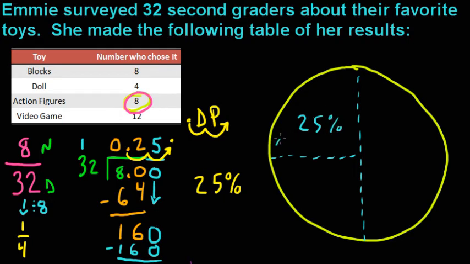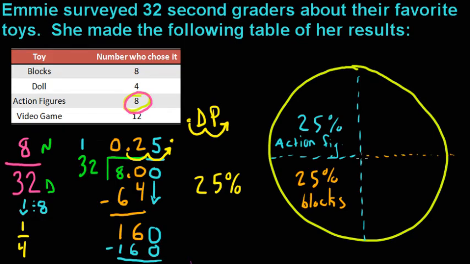And these are our action figures. Okay, now over here I've got blocks, which, if we want to do this real quick, is 8 out of 32, which is also 25%. So we could say 25% blocks. And 4 out of 32 is really half of 8. So if we were to take this circle graph, blocks make it 25%, and 4 is half of 8.